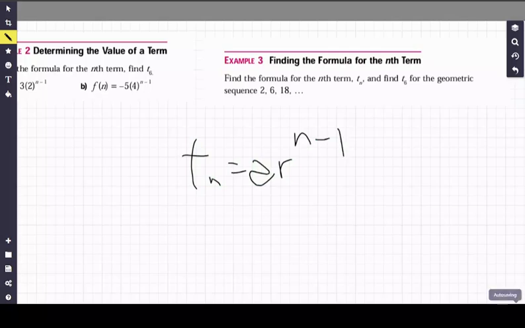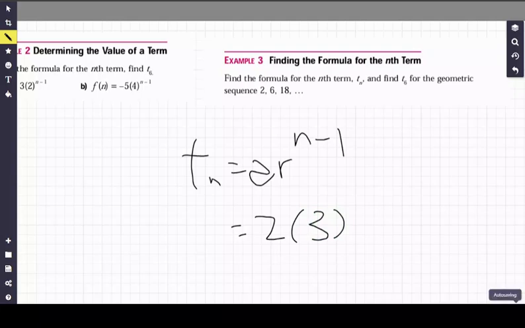So we definitely have the first term, that's just 2. And our common ratio, we can see what multiplied by 2 is equal to 6. So that's 3. So 3 times 2 equals 6, and 6 times 3 equals 18. That makes sense. So our common ratio is 3.